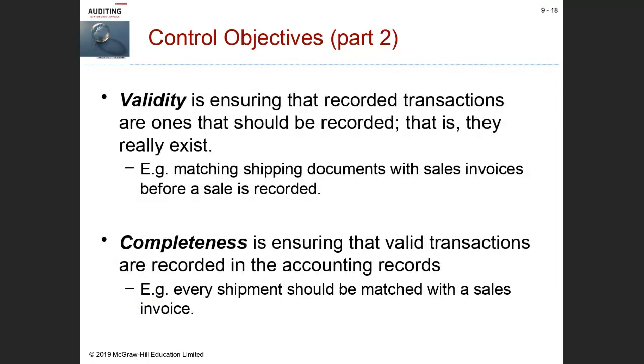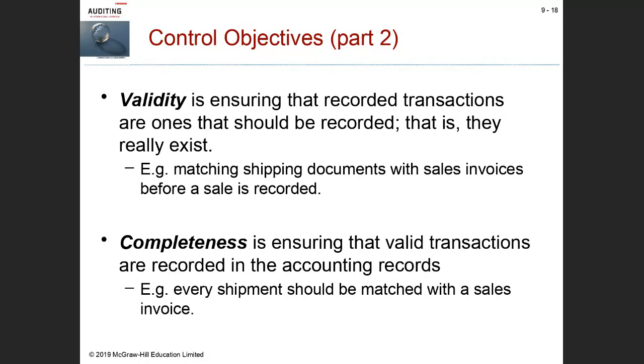Validity. What does the word validity mean? Validity in an internal control system means that recorded transactions are the ones that should be recorded, right? So validity ensures that transactions which are recorded are the ones that should be recorded. That means that the transaction actually occurred or existed.